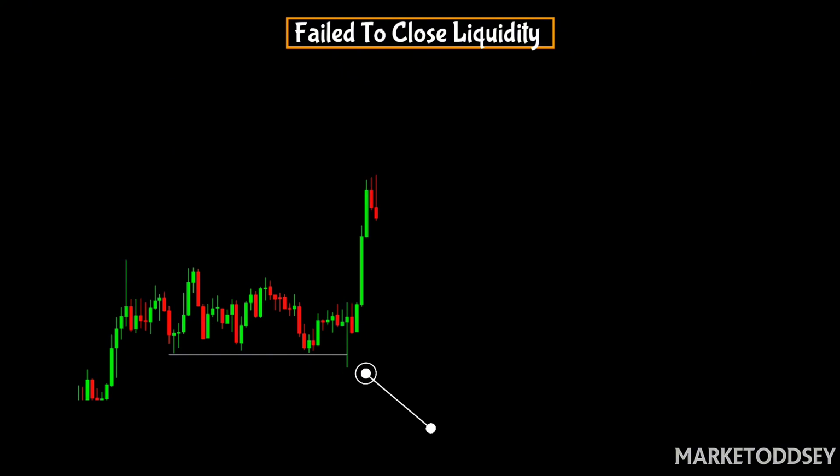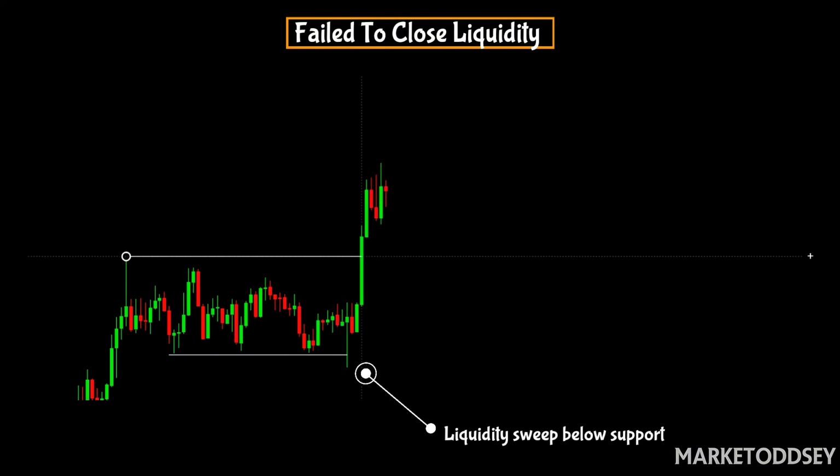Pay close attention to how price action develops. For instance, if you spot a candle with a long wick extending below a key support level but closing back within the established range, that's a classic failed close setup.